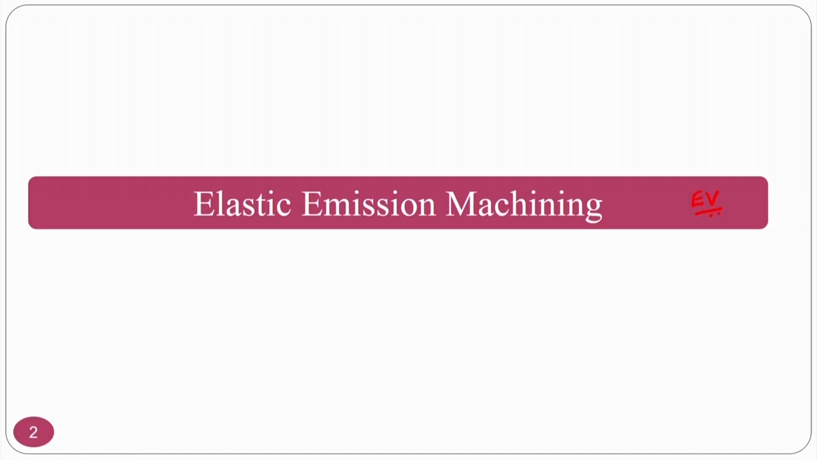So, now we move on to elastic emission machining. This is one of the advanced abrasive machining processes. Some people also call it the elastic emission finishing process, depending on your requirement. Mostly this particular process is a finishing process, since it is named as elastic emission machining process. That is why we are considering this process among the advanced abrasive machining processes.